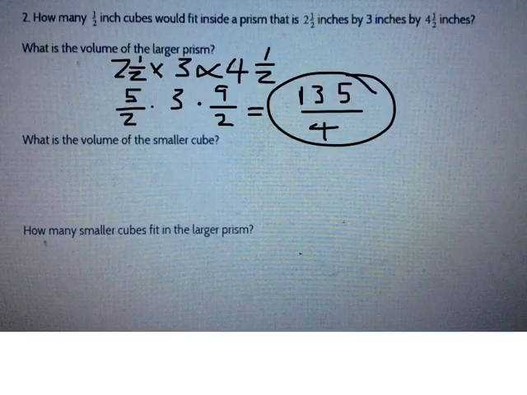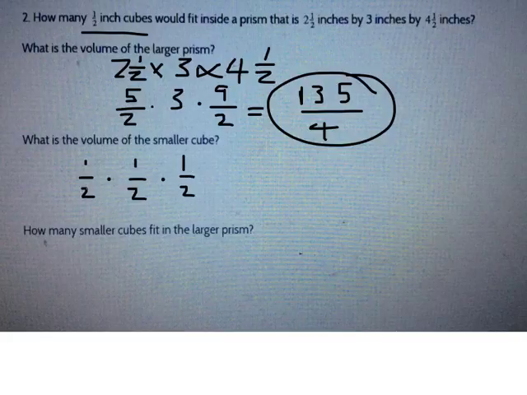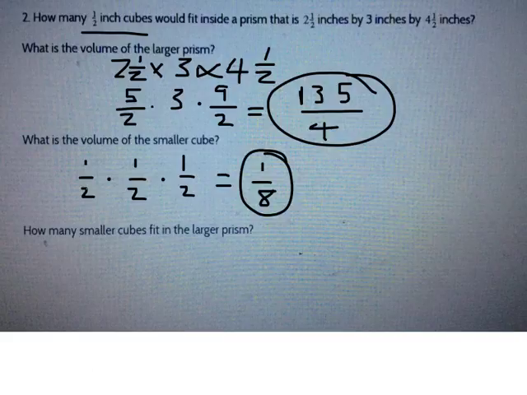What's the volume of each smaller cube? Remember, I would multiply 1/2 times 1/2 times 1/2. Go ahead and do that now. The volume of each smaller cube is 1/8.